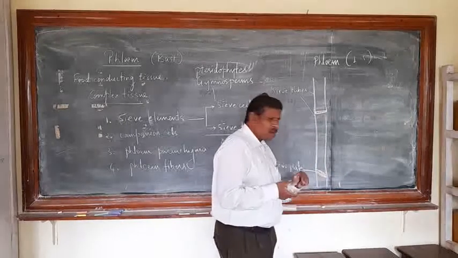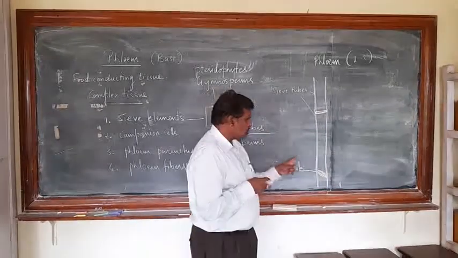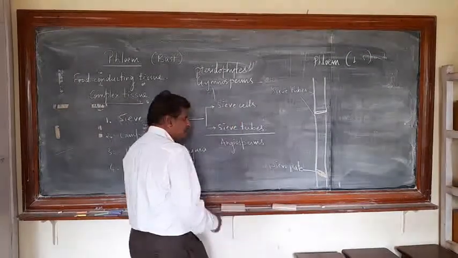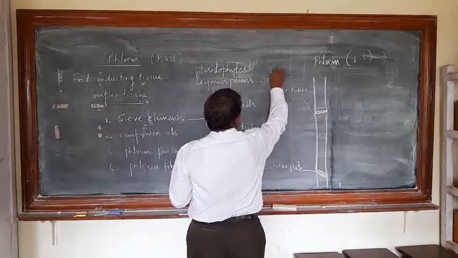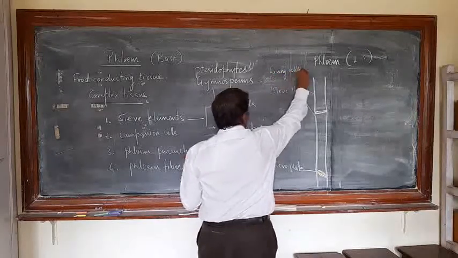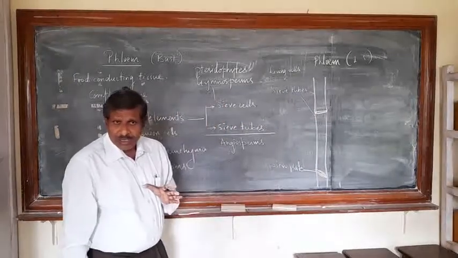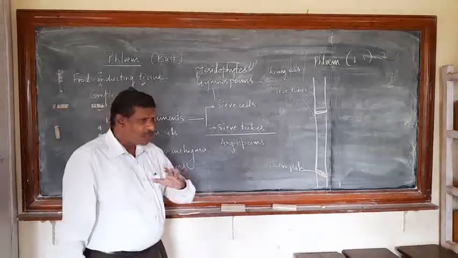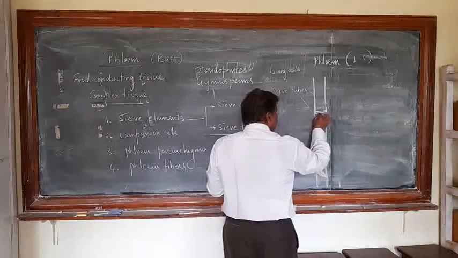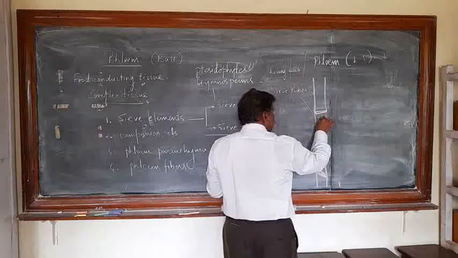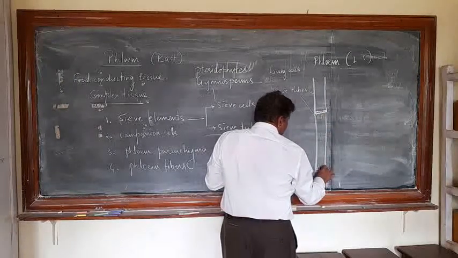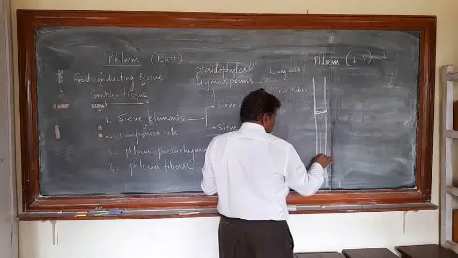Another important thing one should remember here is that the sieve tube cells are usually living cells. They are living in nature. And these living cells contain protoplast represented by the cytoplasm. Only cytoplasm is present. And that too, cytoplasm is present in the form of strands, meaning fine fiber-like structures, just like this.